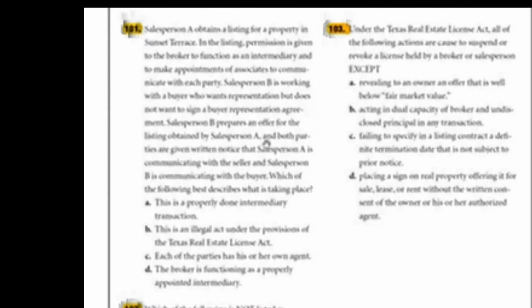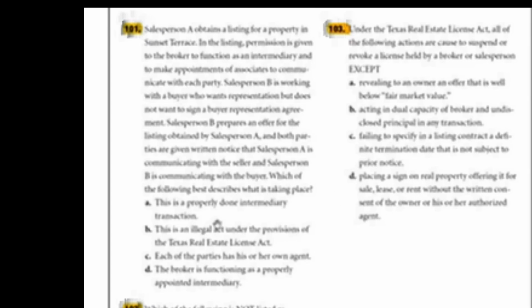So remember, salesperson B doesn't have an agency relationship because the buyer did not want to sign any buyer representation agreement. So let's look at their explanation. B, the Texas TRELA Act requires written permission from each of the parties in order for the broker to function as an intermediary. What does B say? This is an illegal act under the provisions of the Texas Real Estate License Act. And why is that? Because there is no intermediary. Broker does not have two agency agreements.